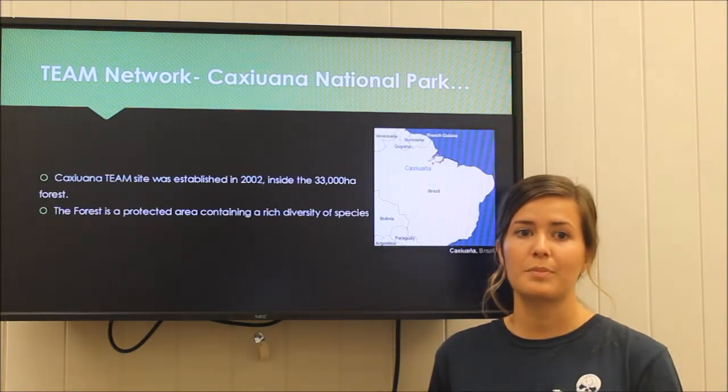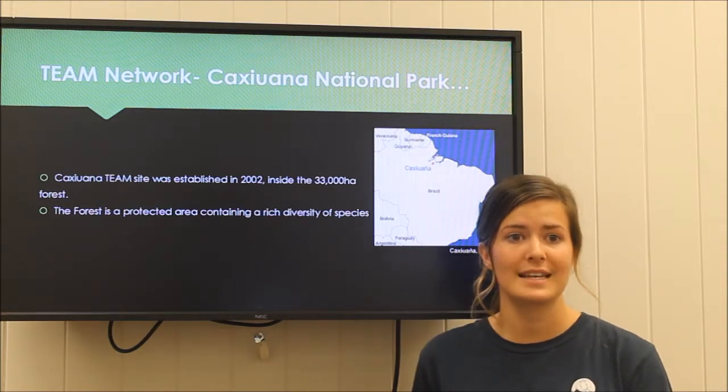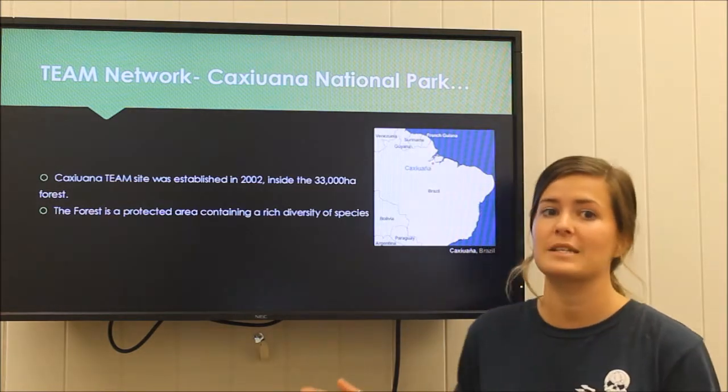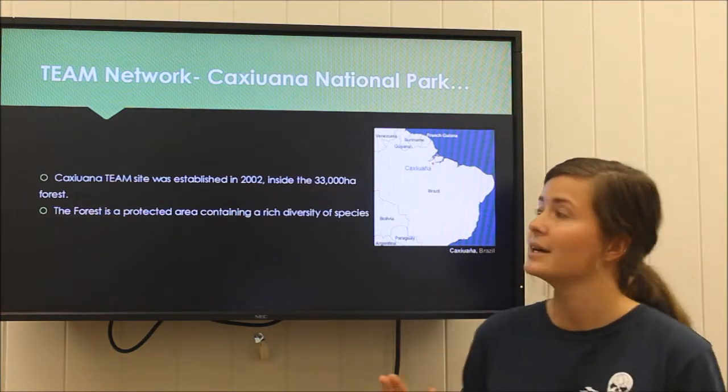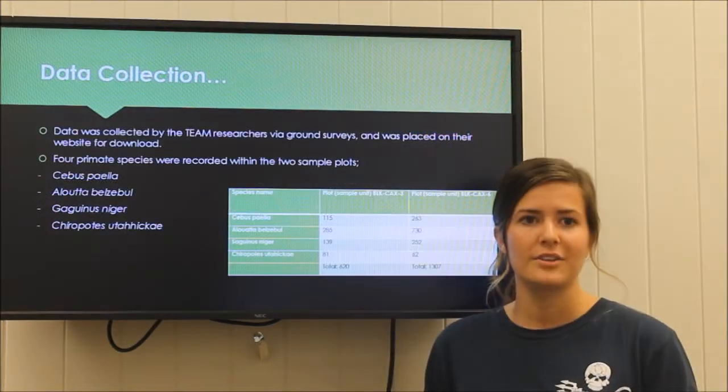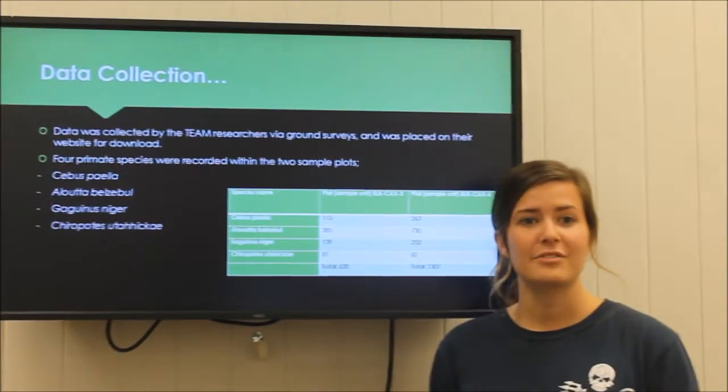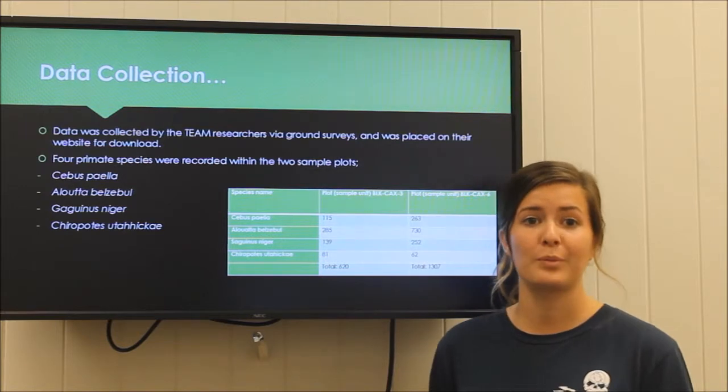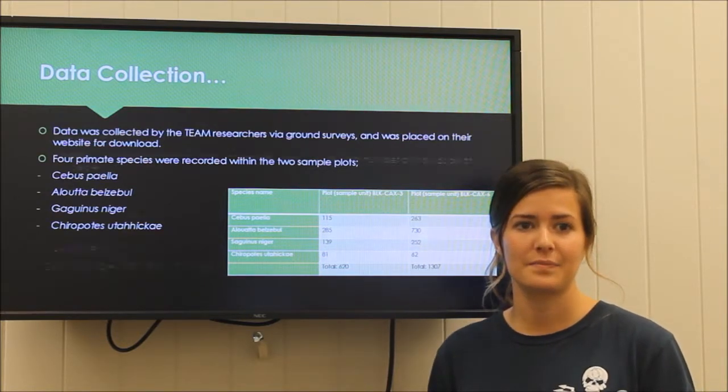The data was recorded by the TEAM researchers using ground surveys and successfully identified 4 primate species over 2 sample sites in Caxuana, Brazil. Using the downloaded data, I will be examining the difference in total species diversity between sample plot 3 and sample plot 6.